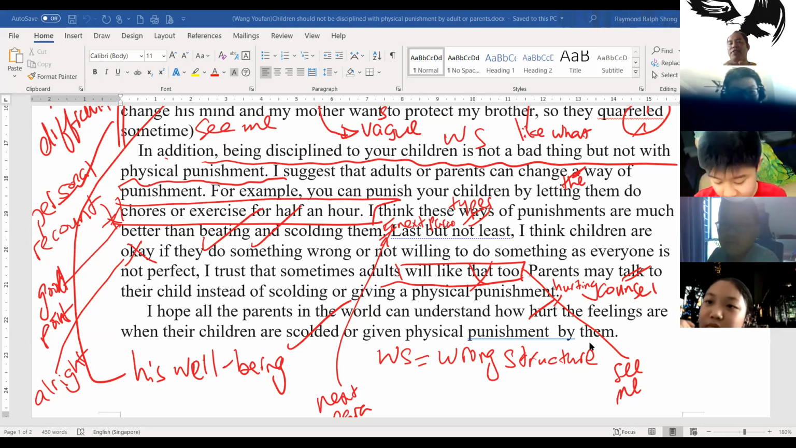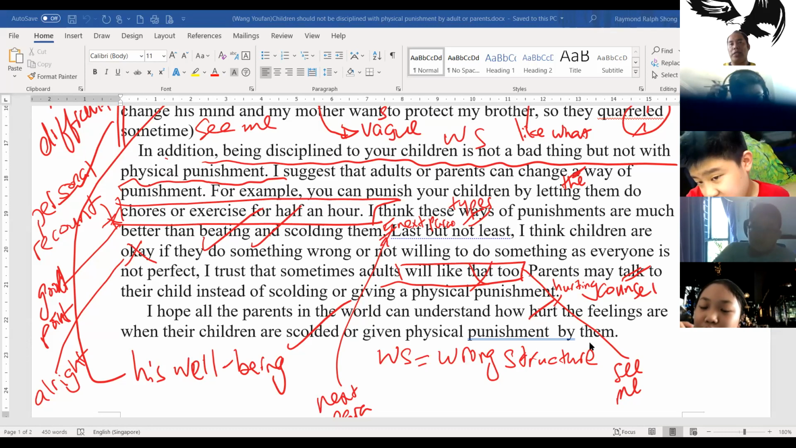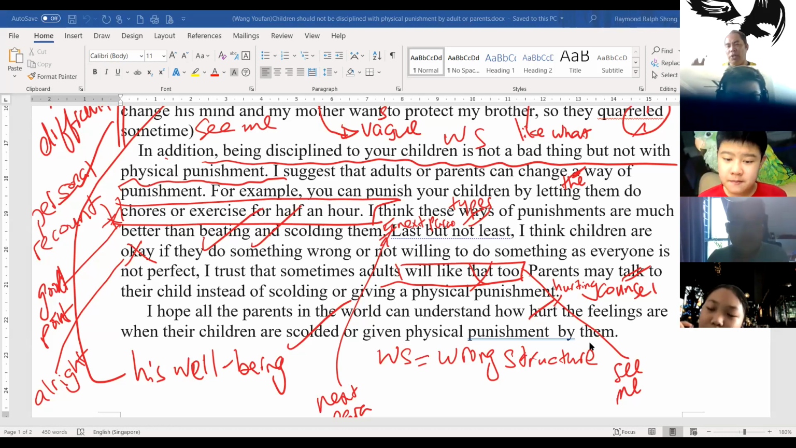So we can have different ways of punishing people by doing chores, just like in detention. When you're late for school, you can go and pick up litter or stay in the class to write, I will not be late for school again, 100 times. I find this is very stupid. I will not be late for school, 100 times.